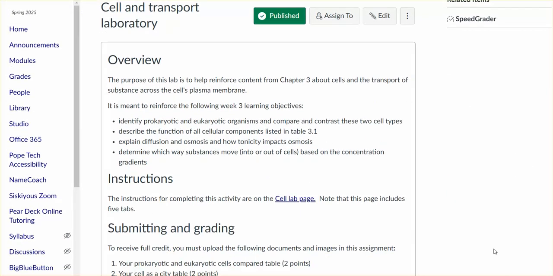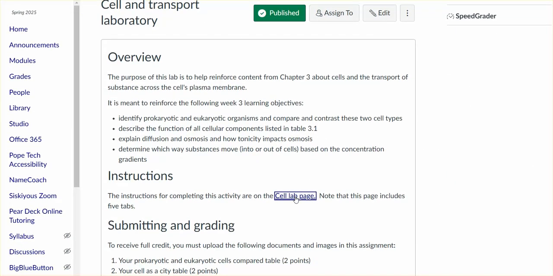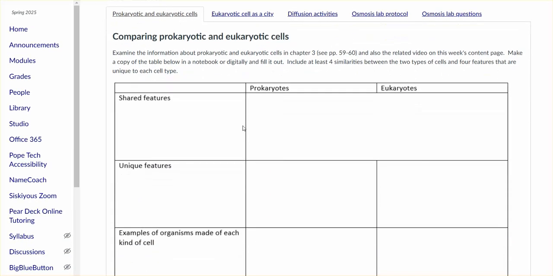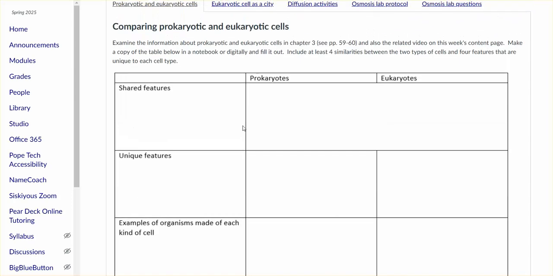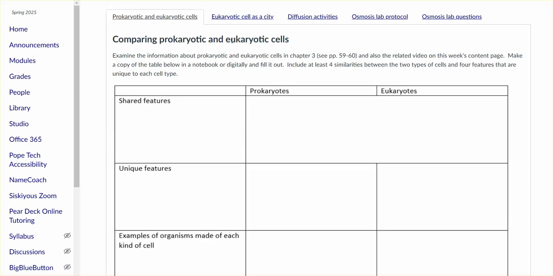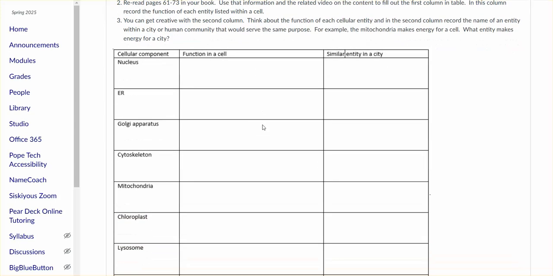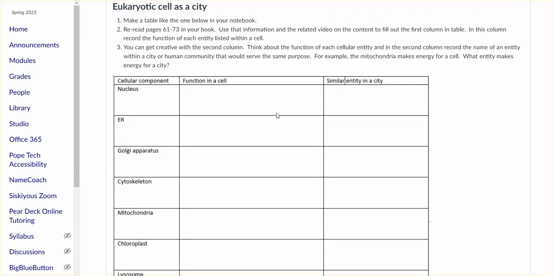Our lab this week is also focused on cells, including their plasma membranes. So the first two tabs here include some study tables that I'm asking you to fill out. This one's going to be about comparing prokaryotic and eukaryotic cells. This one's going to have you list the function of all of these cellular components. But then I also want you to make a comparison between that component and a similar entity in a city. So we'll try to make an analogy between cells and cities.